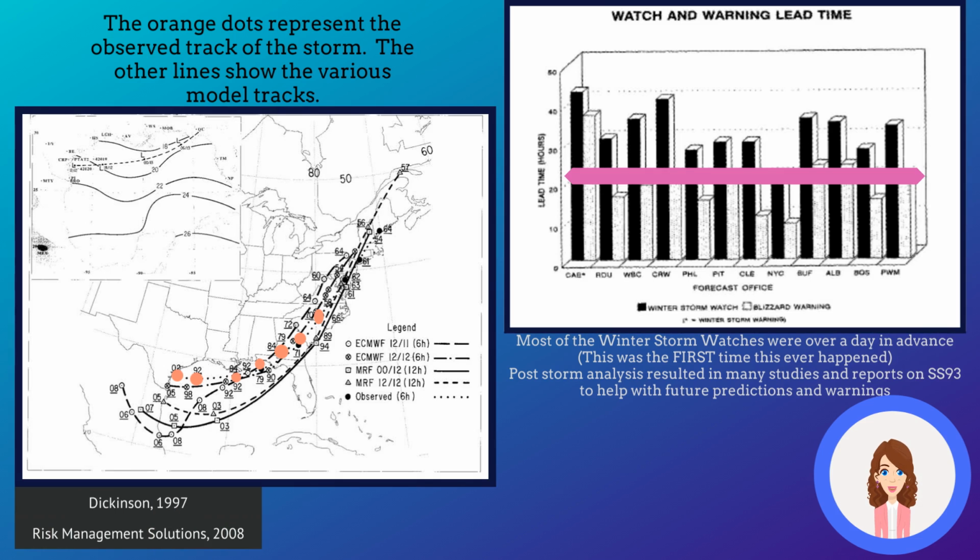This storm was the first time the NWS was able to warn people of a blizzard condition well in advance. Unfortunately, the modeling did not see the rapid intensity, the rapid cyclogenesis of the storm in the Gulf of Mexico, and they were unable to prepare people for the wind and storm surge damage that was going to occur in the South.